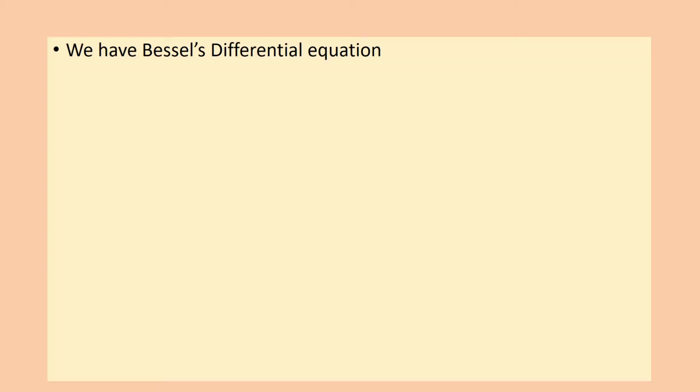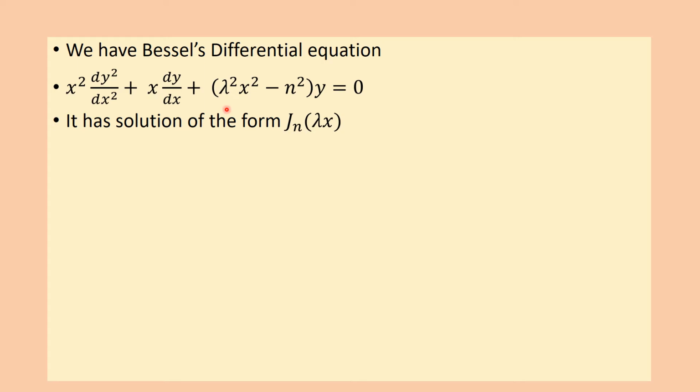Now, we will move to the concept of orthogonal property of Bessel function. So we have Bessel's differential equation x square d square y by dx square plus x dy by dx plus lambda square x square minus n square of y equal to 0. This type of special differential equation, we call it as Bessel's differential equation. It has a solution of the form Jn of lambda x. The solution of Bessel's differential equation we have derived in the previous videos, and we have denoted it as Jn of lambda x.